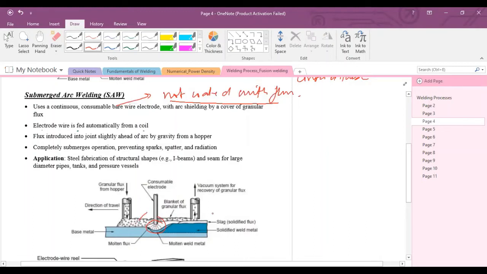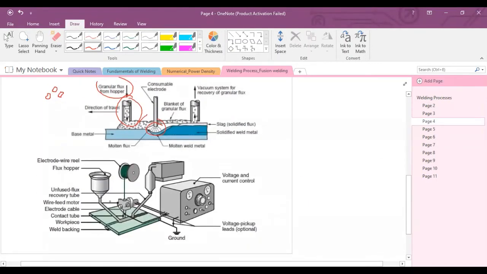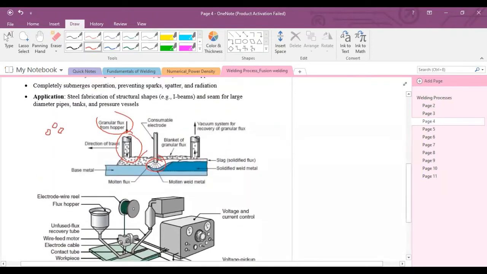What exactly does the setup look like? There is one hopper. From this hopper, granular flux, which is not in powder form, it is some kind of small crystals, stones. This flux is in granular form, and it enters from this hopper and during the process it is continuously fed, continuously depositing over the surface of the base metal, and the arc is produced under this flux.